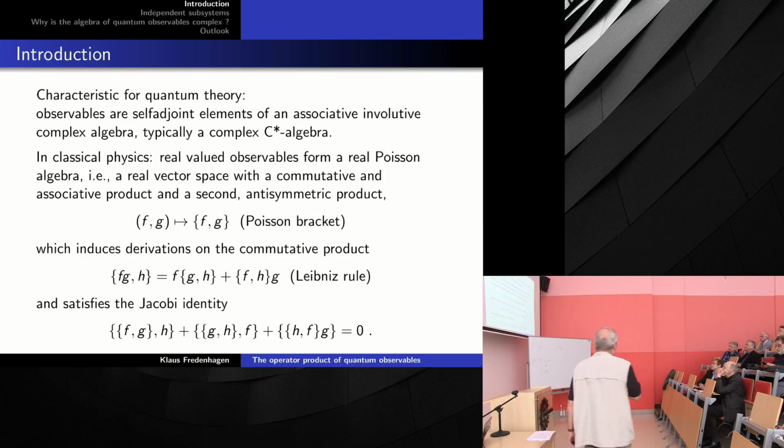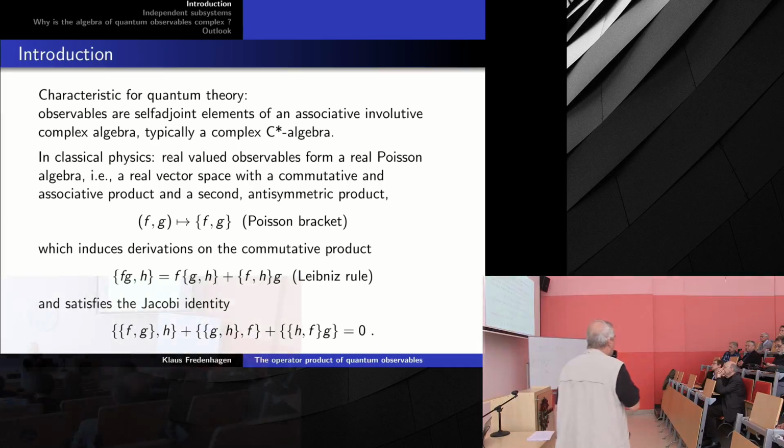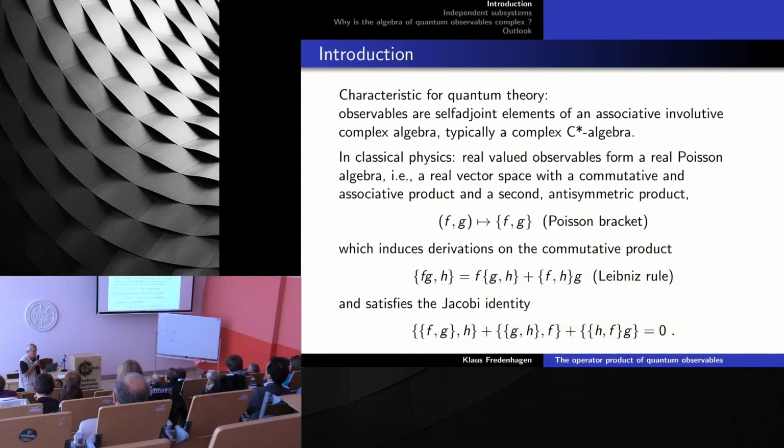So what is characteristic for quantum theory? Of course, one could also look at the space of states, as was done in the previous talk, but I think for many purposes it's easier to start from the structure of the observables. So in quantum theory, we have the observables as self-adjoint elements of an associative, involutive, complex algebra, typically a C-star algebra.